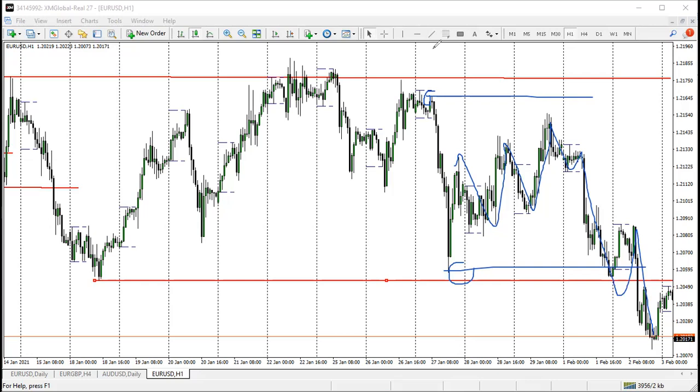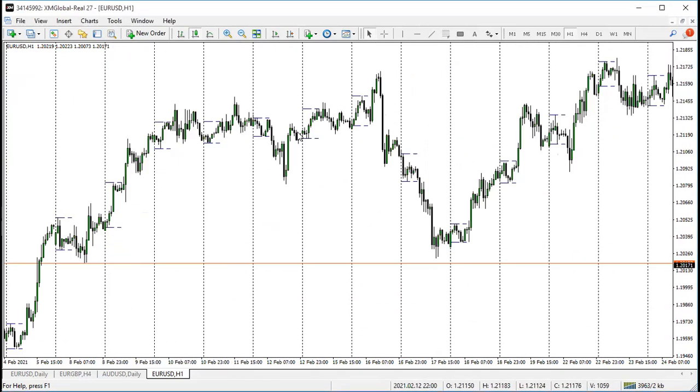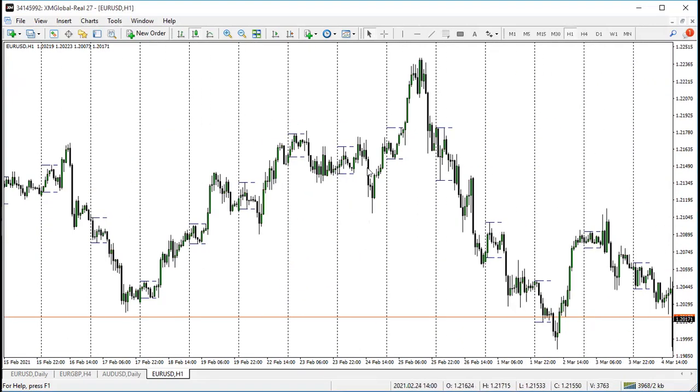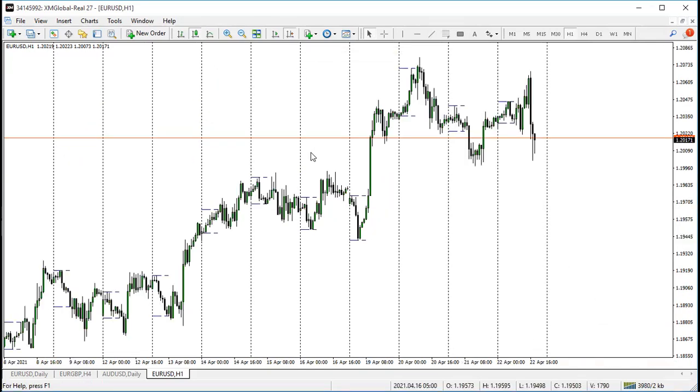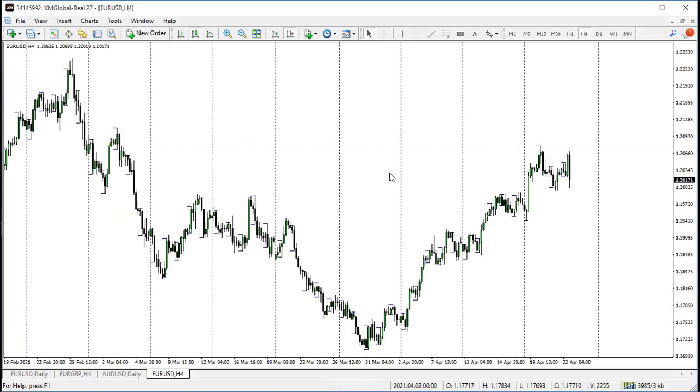Okay. So this is how you trade with the complex pullbacks. So you need to be able to identify a complex pullback in a normal structure. Okay, a minor structure inside a major structure. So you won't be confused. All right. Any questions?